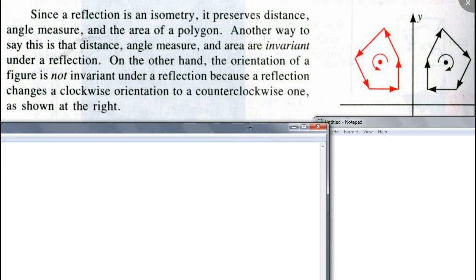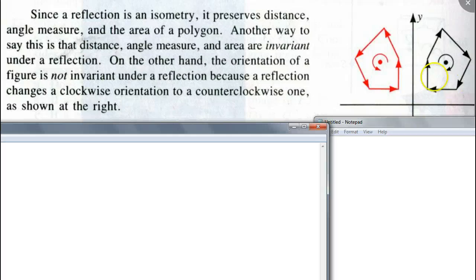It's just a very simple idea. Somebody read this for us. Jonathan, can you read this for us? On the other hand, the orientation of the figure is not invariant under a reflection because the reflection changes a clockwise orientation to a counterclockwise one, as shown at the right. Does that make sense? Okay, so that's what they mean by the orientation.